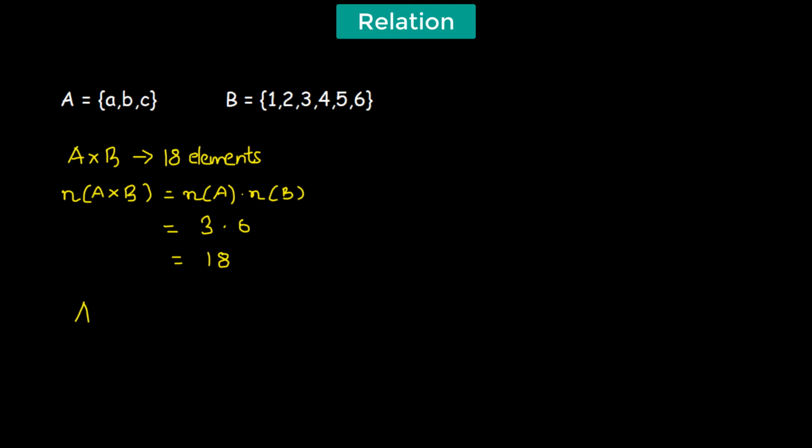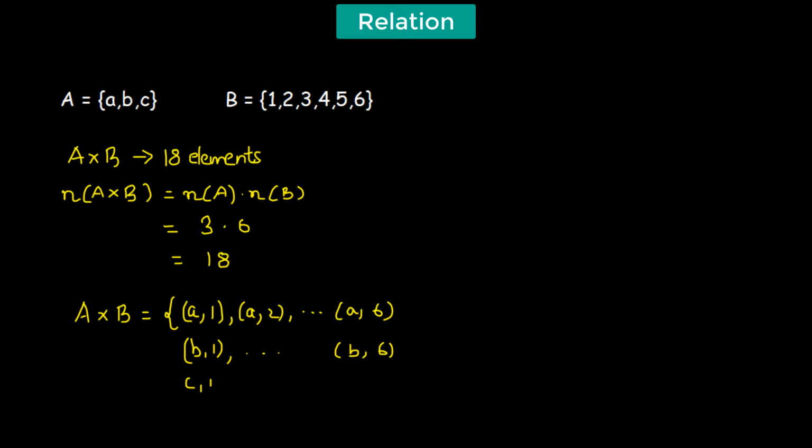When we find the Cartesian product, we can list them out. We'll pick up the first element from set A and form an ordered pair with each of the elements of set B. So we'll have a1 all the way up to a6. Then we pick up the second element and form the ordered pair with each of the elements of set B. So we'll have up to b6. And similarly for c1, for the third element c, we'll have all the elements listed in this set.